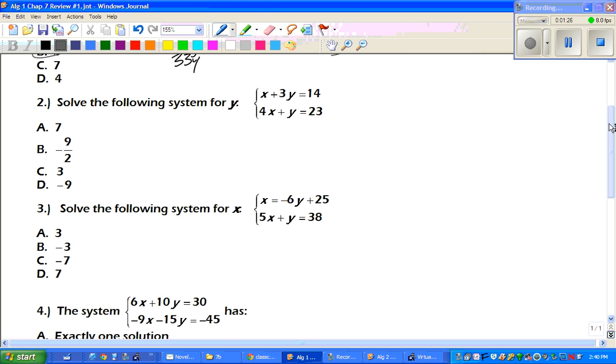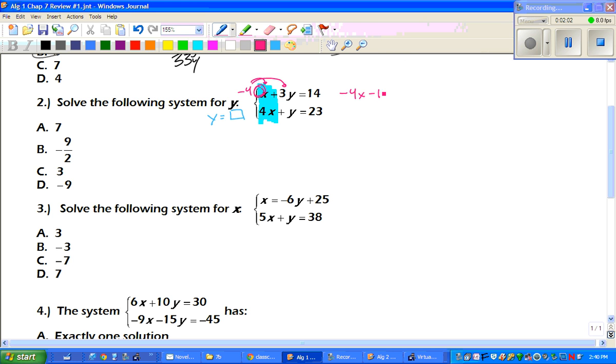Now, question number 2. Solve the following system for y. I want our final answer to say y equals a number. So if we want y all by itself, we have to cancel the x's. So let's look at our x's. What number do I need right there to cancel those x's? That would be a negative 4. So go ahead and distribute negative 4x.